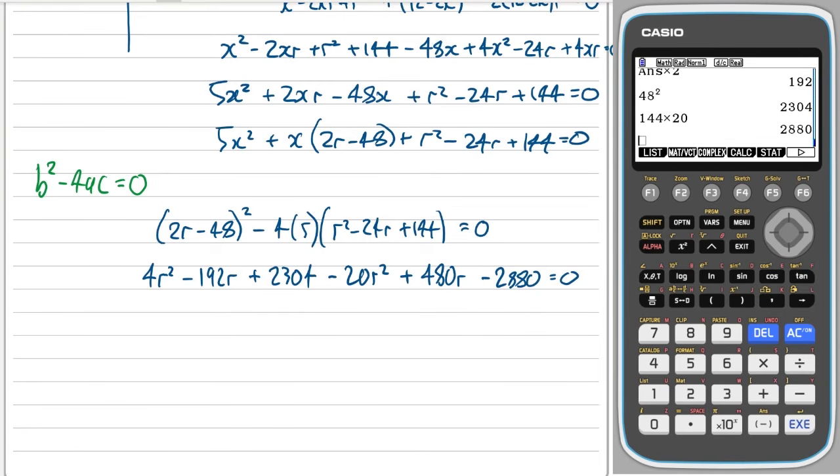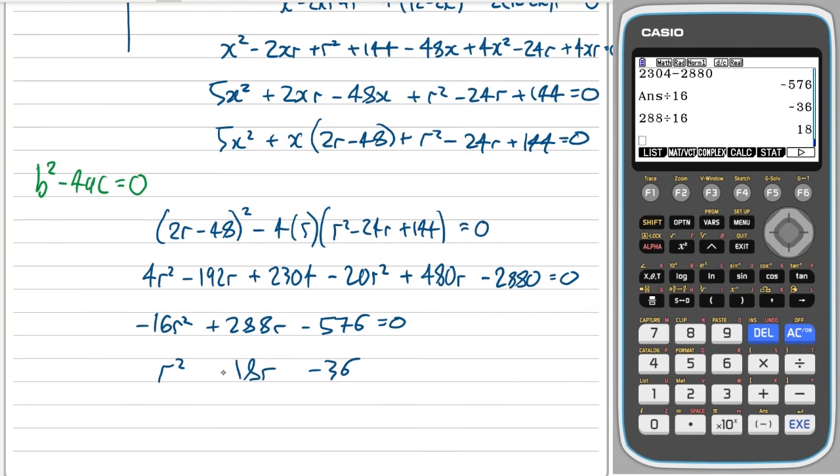Okay, oh, I really hope I haven't made a mistake. Minus 16r squared. We've got 480 minus 192 is that. And then we have 2304 minus 2880, which is minus 576. And does that divide by 16? Okay, that's good. So that would be minus 36. Now, does that one divide by 16? Yes, come on. 18r, and that divides by 16 to give you r squared. That's a minus though. Equals 0, so we get r squared minus 18r plus 36 equals 0.